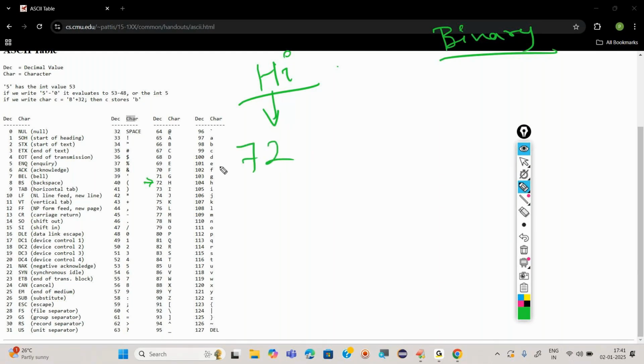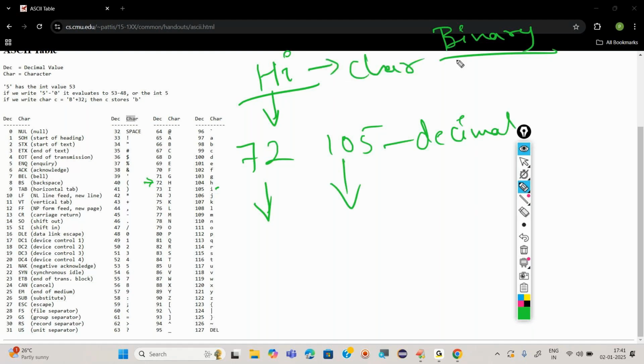Next is i. Now it is a small i, so it will go for a small i. Where is it? Here it is. Check it. 105. Now what it will do, it will convert this decimal. This is known as a decimal value. Whatever we provided here is nothing but a character value. Here it is a decimal value.